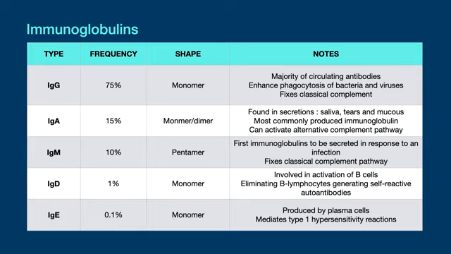IgM is a pentamer. It's the first immunoglobulin to be secreted in response to an infection, and it fixes the classical complement pathway. IgD is a monomer and is involved in activation of B cells, eliminating B lymphocytes, and generating self-reactive autoantibodies. And IgE is a monomer produced by plasma cells, mediating type 1 hypersensitivity reactions.